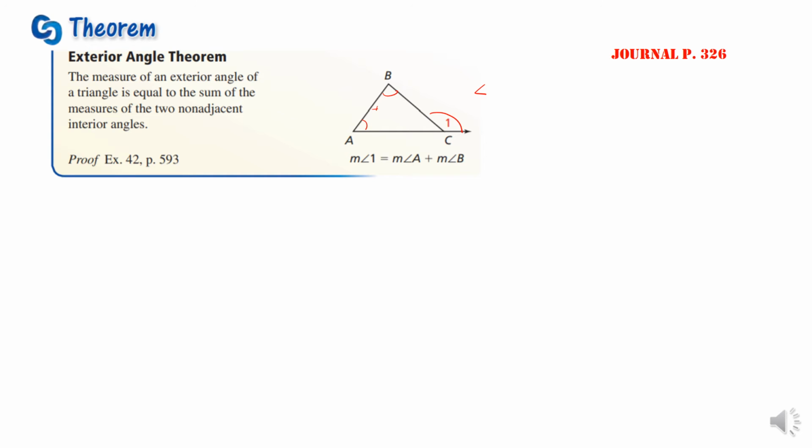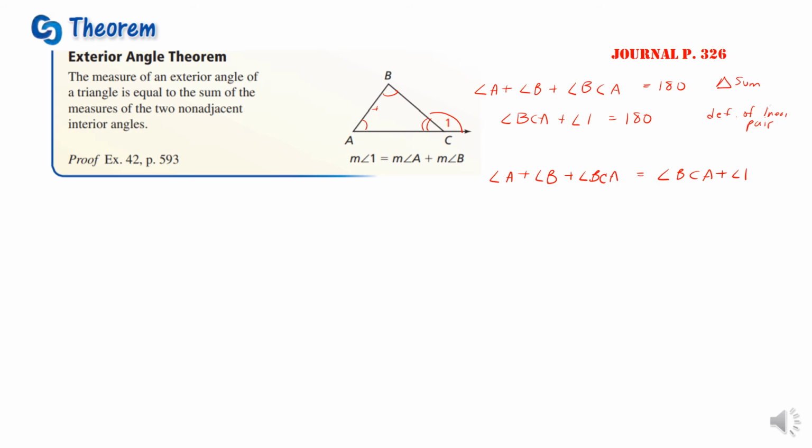So remember that angle A plus angle B plus angle BCA, that's this angle here, equals 180 by the triangle sum theorem. Okay, the triangle sum theorem. And we know that angle BCA, that same angle here, plus angle 1 equals 180 by the definition of a linear pair, because they are a linear pair. Okay, now we're going to use substitution, and we're going to say angle A plus angle B plus angle BCA equals angle BCA plus angle 1. Because they both equaled 180, therefore they can equal each other, right?